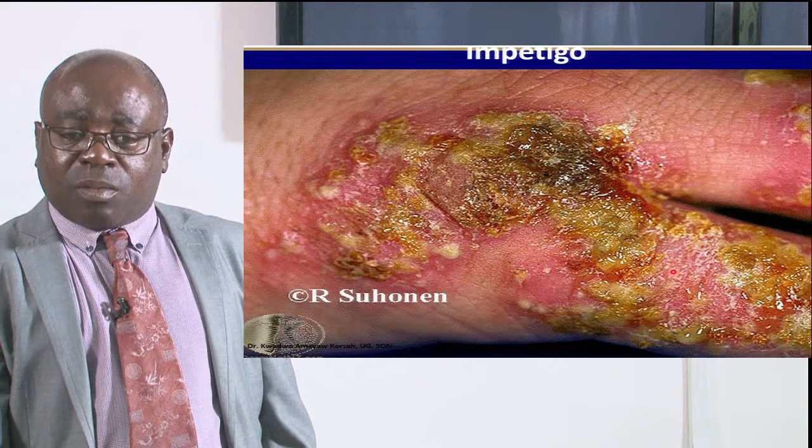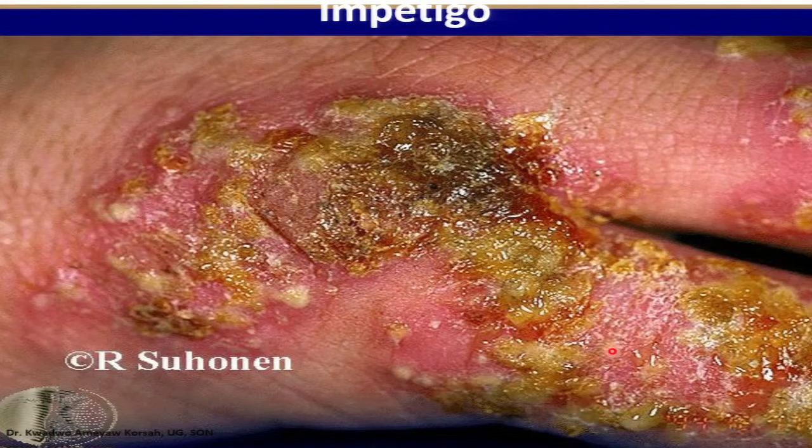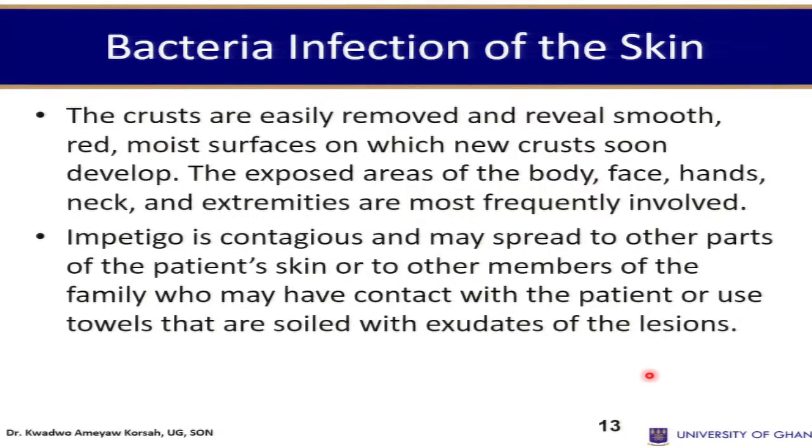But when they go out themselves, what happens is that they leave areas that are red, and then probably no pus may be identified. So the crusts are easily removed, and then reveal smooth, red, moist surfaces on which the crust seems to develop. And so this is an example of it.